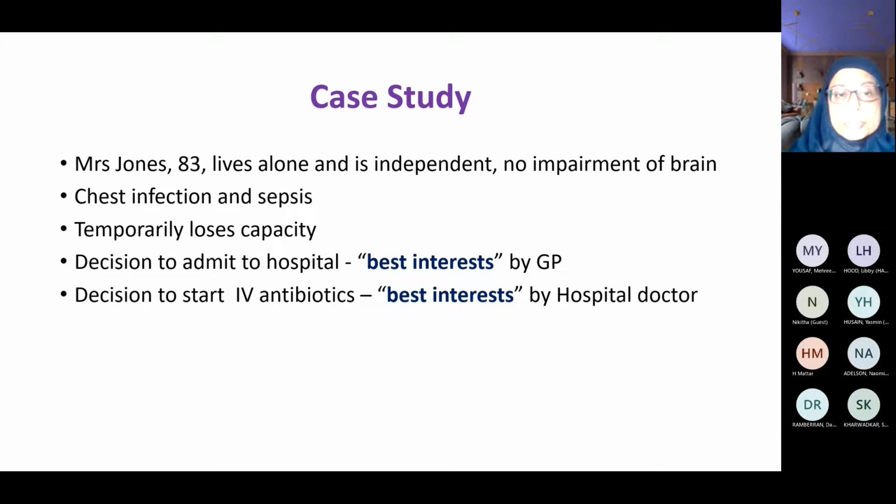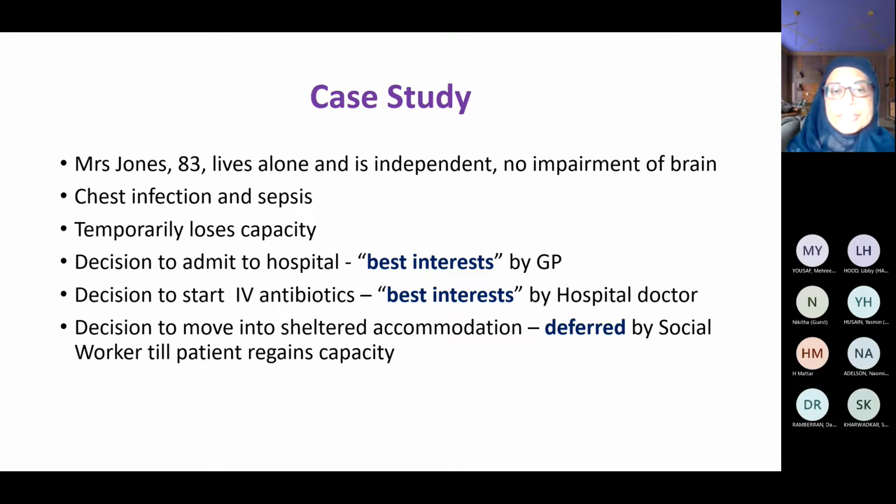When she gets into hospital, the doctor wants to start IV antibiotics. Again, she can't give consent for that. So the hospital doctor will start those antibiotics under a best interest decision. At the same time, just before she took ill, the social worker was going to be meeting with her to have a discussion about her moving into sheltered accommodation. That kind of decision obviously isn't essential right now, so the social worker would defer that and wait until she's come back out of hospital and hopefully she's regained her capacity.